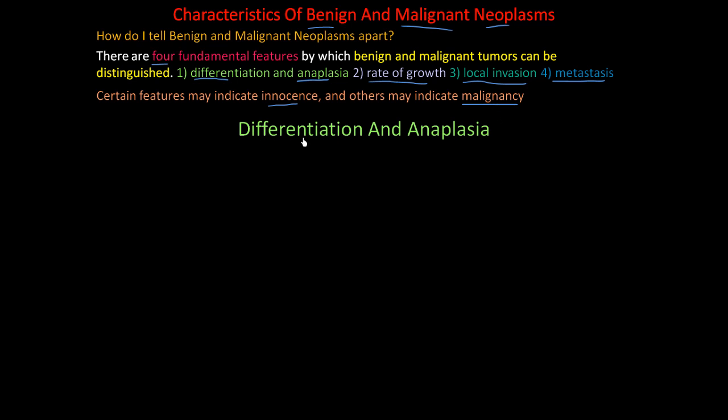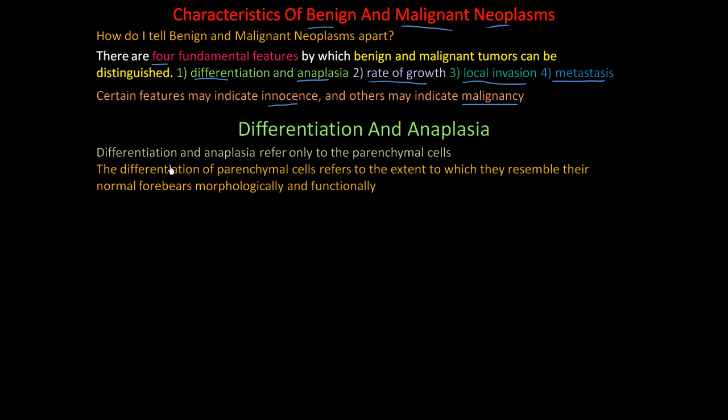So first we talk about differentiation and anaplasia. Differentiation and anaplasia refer only to the parenchymal cells, the functional part of an organ, or the cell type or functional part of a neoplasm. The differentiation of parenchymal cells refers to the extent to which they resemble their normal forebear morphologically and functionally.